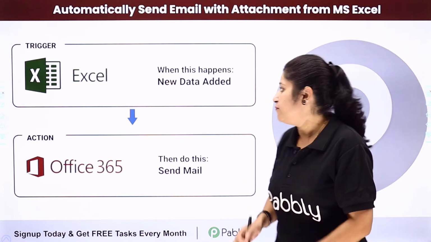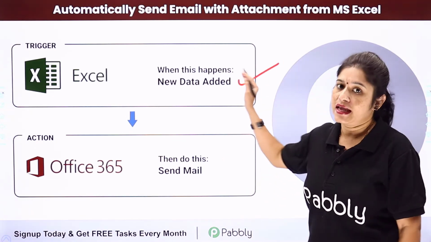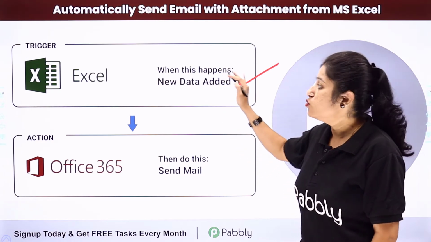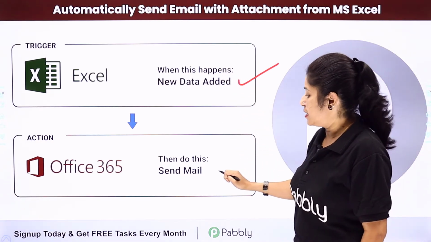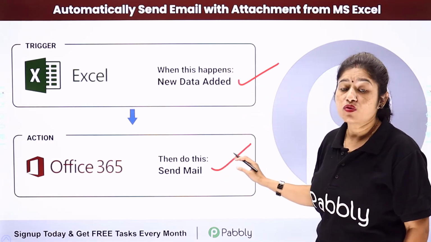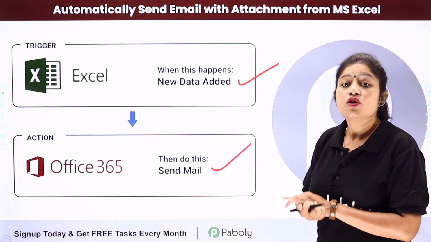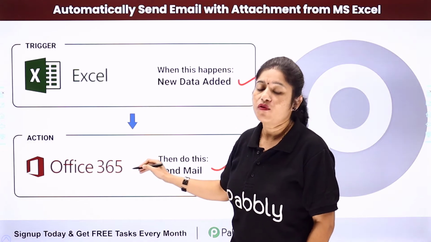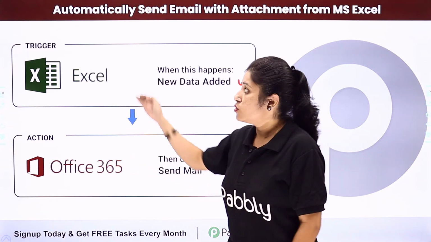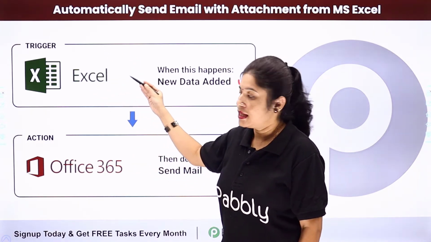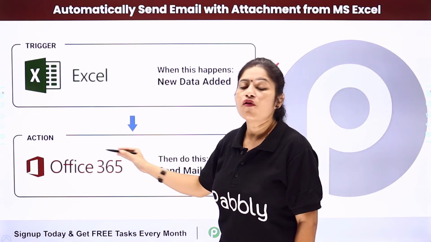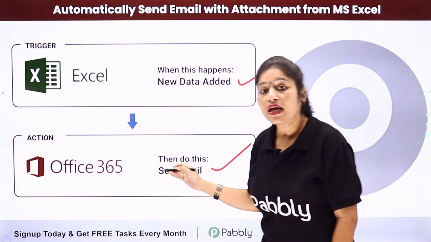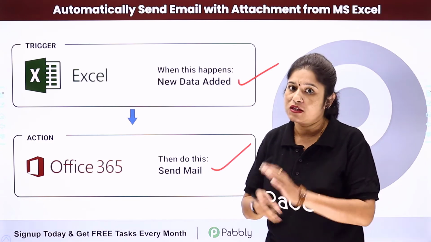Now you want that whenever new data is added to your Excel spreadsheet, automatically using those details, a mail should be sent to the customer on his Outlook account along with the attachment. So here you need to integrate your MS Excel with Office 365 or your Microsoft Outlook account. Here your trigger application would be MS Excel and your action application would be Office 365. So how can you integrate both these software applications using Pabbly Connect?